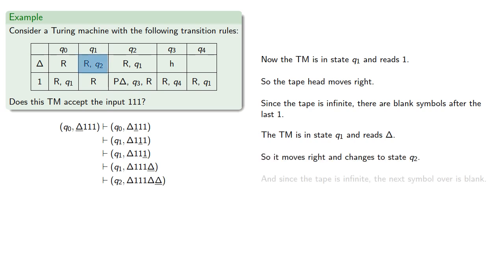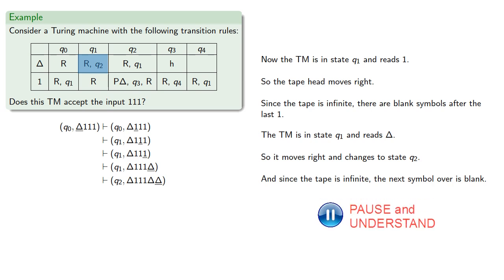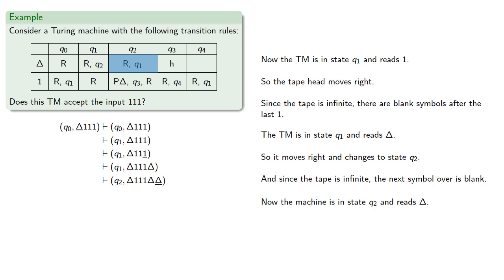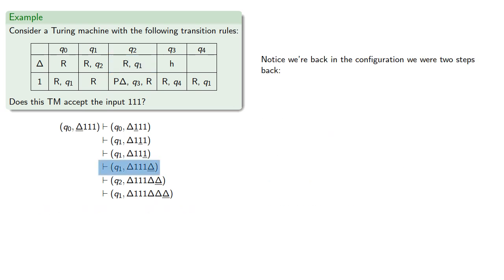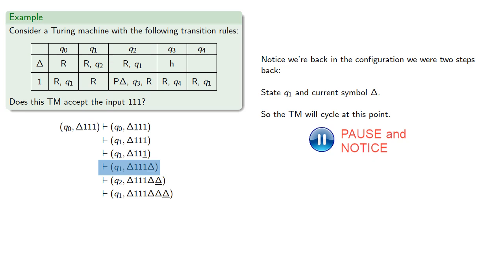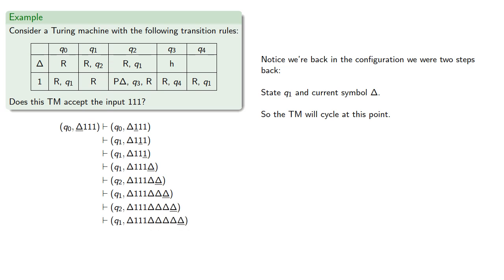And since the tape is infinite, the next symbol over is blank. So now the machine is in state Q2 and reads a blank, so it moves right and switches to state Q1. Note that we're back in the same configuration we were 2 steps back, state Q1 and symbol blank. So the Turing machine will cycle at this point. And this means that our Turing machine never halts.